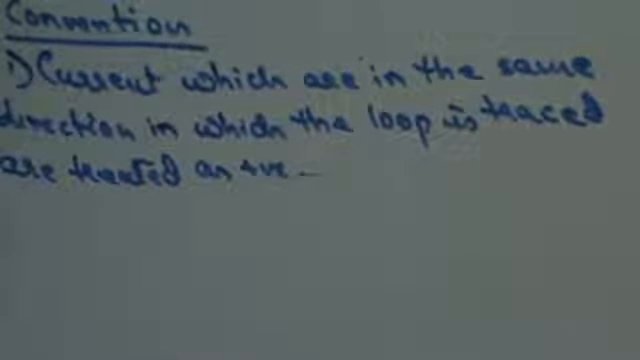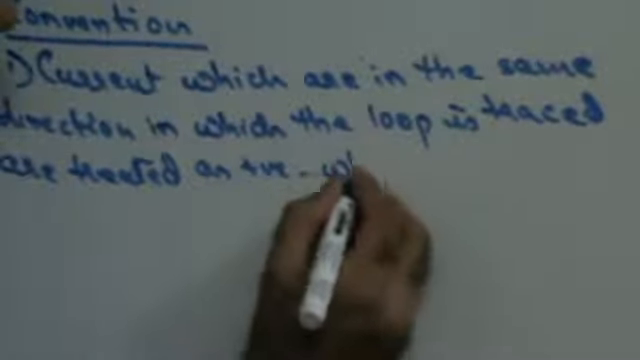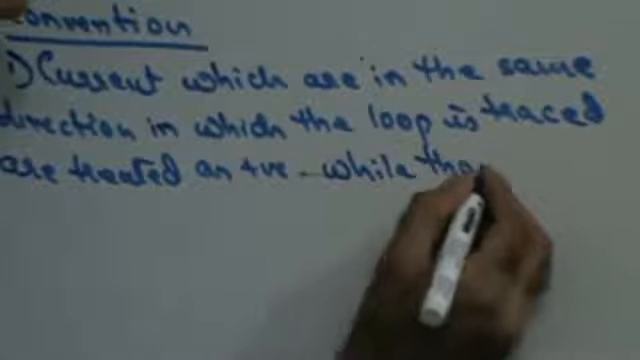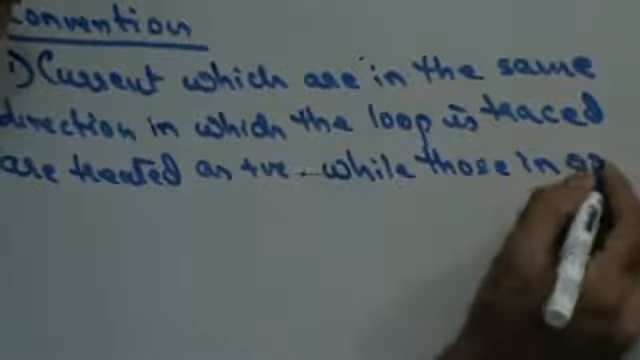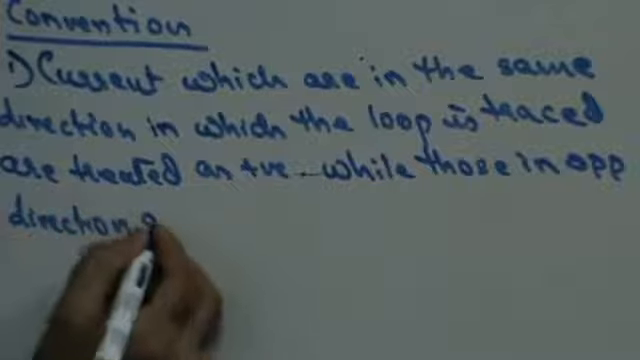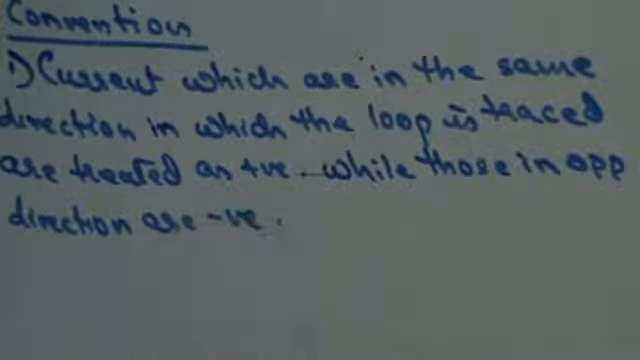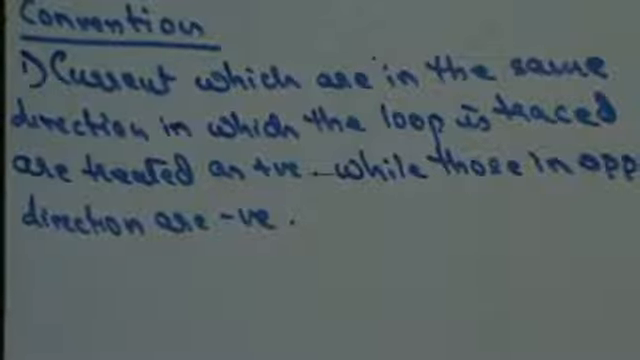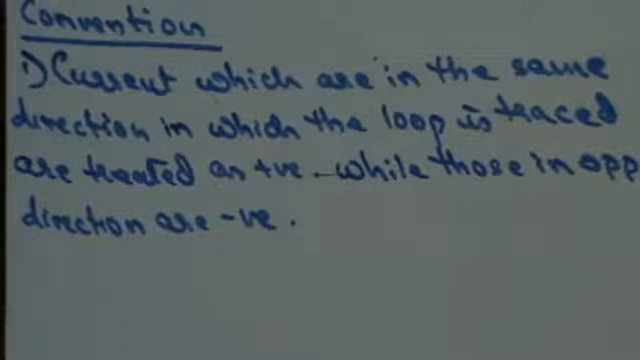Those in the opposite direction are negative. So if the loop and the current are in the same direction, then it's positive. If the loop and current are in opposite directions, then it is treated as negative.